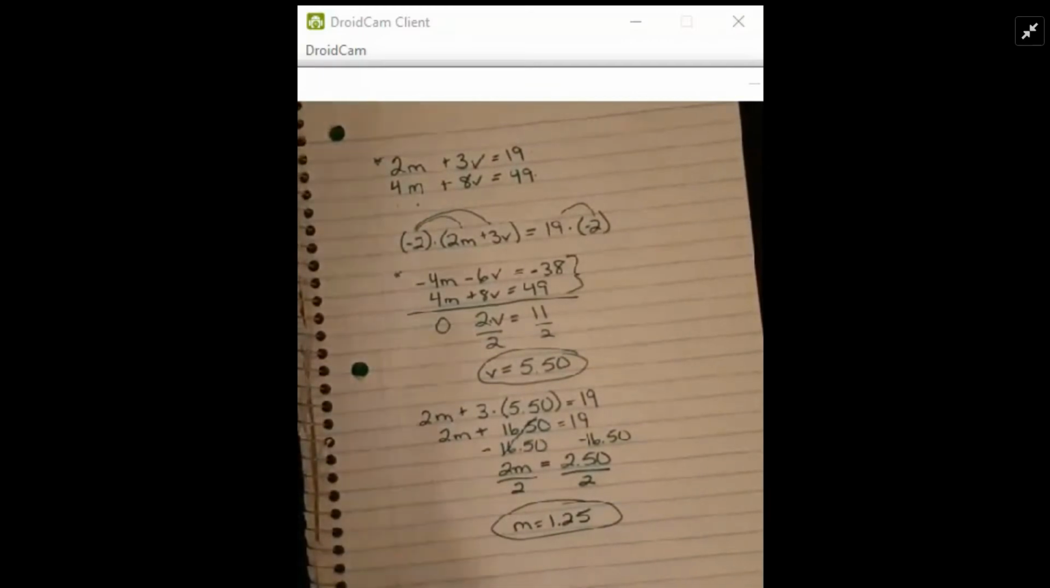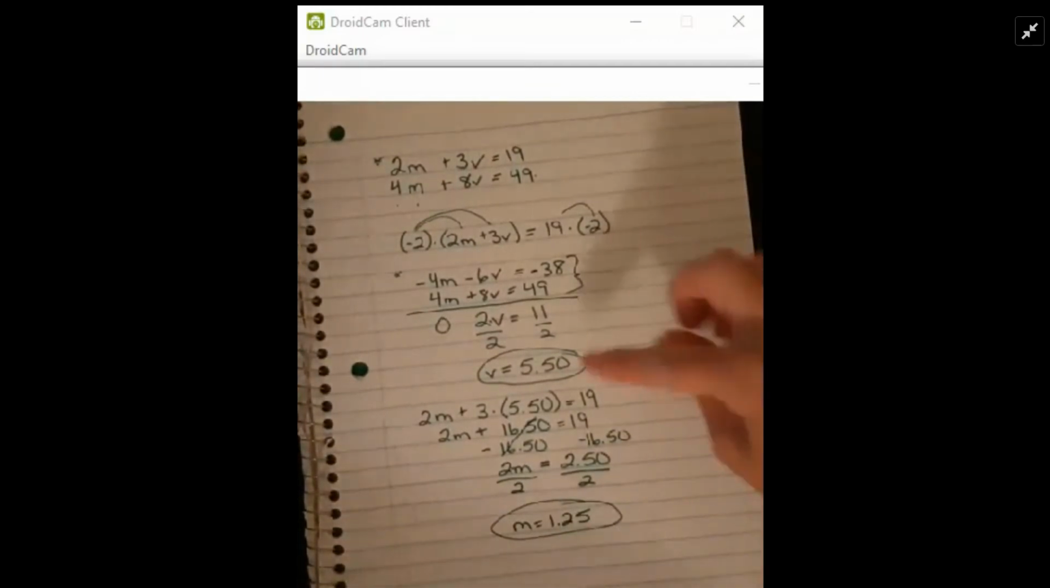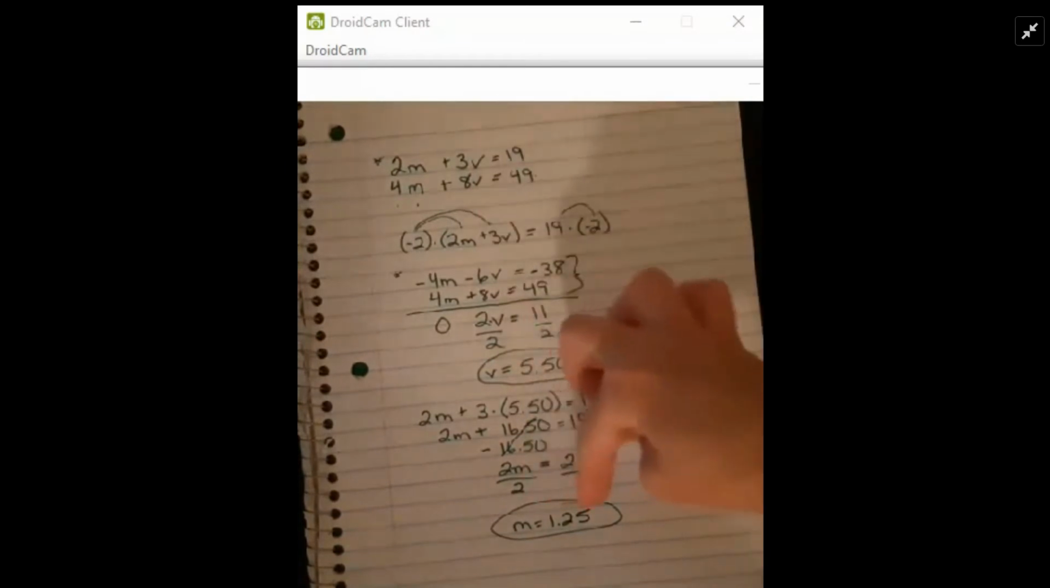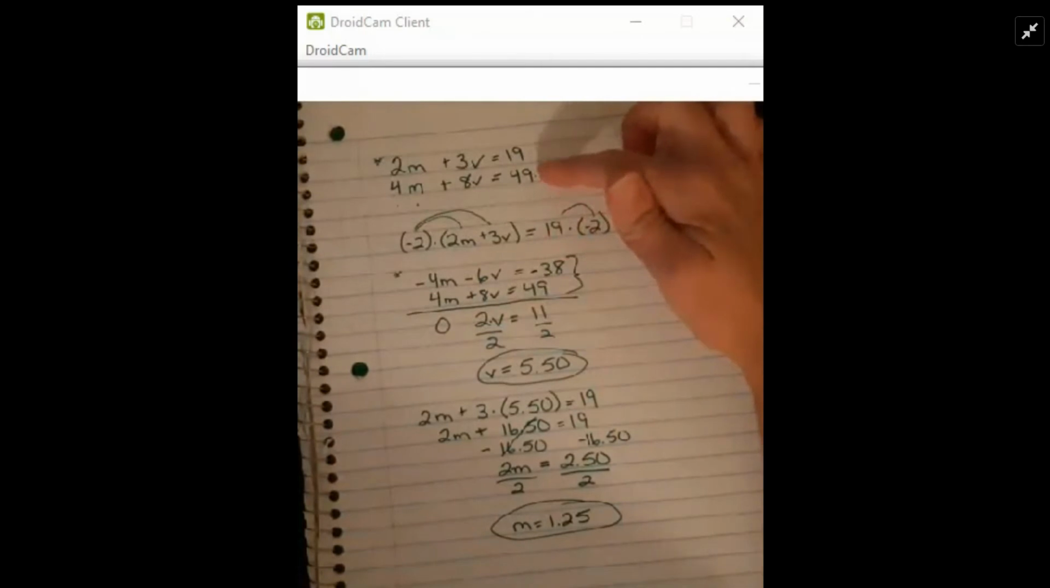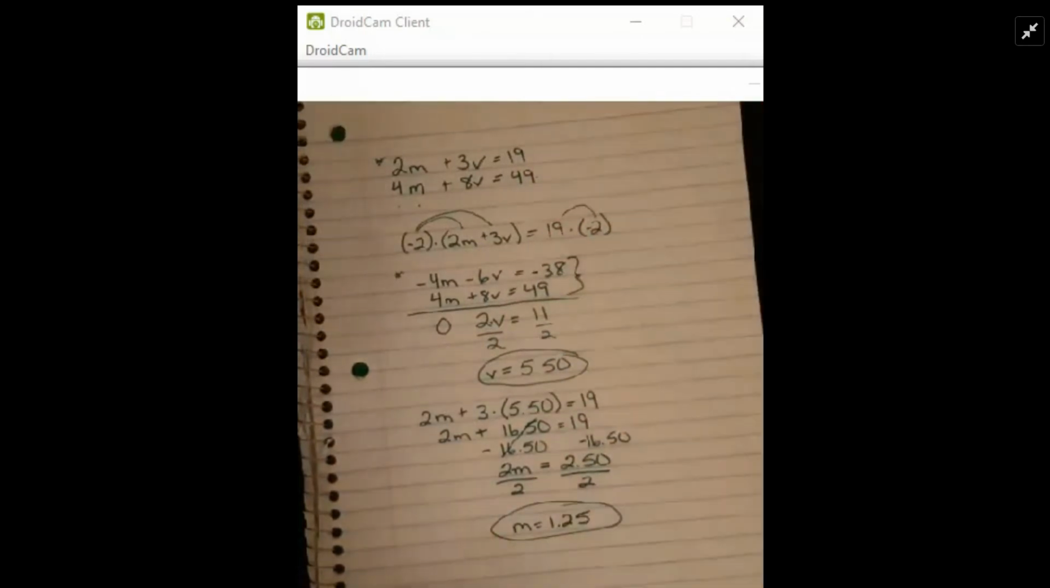All right, if you want to verify those, you can simply put 5.50 in for v and 1.25 in for m. If you do it to the first equation, you should get 19. Do it for the second equation, you should get 49.